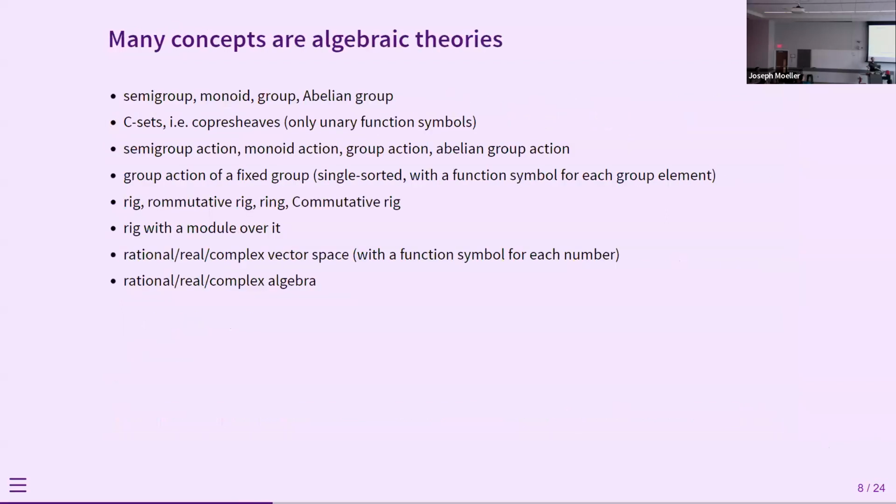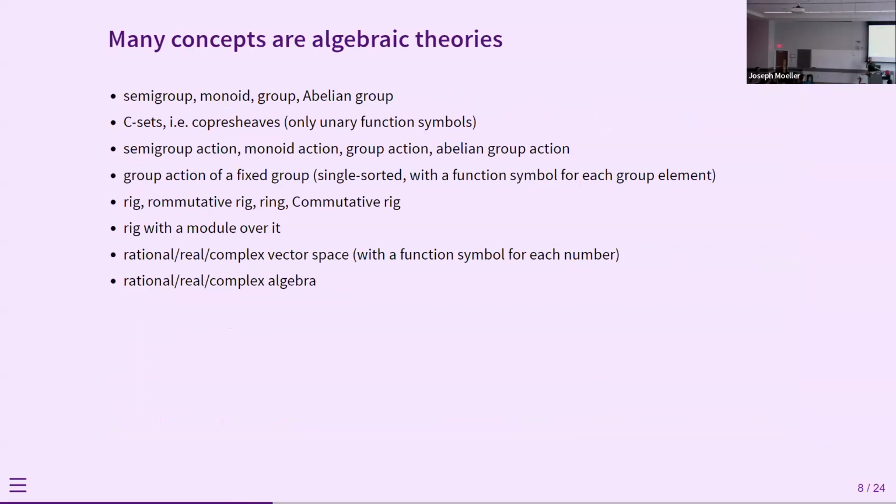Okay, many concepts are algebraic theories. Not all, but many. So semigroup, monoid, group, abelian group, C-sets. C-sets are kind of funny. They're functors out of finitely presented categories to set, you don't normally think of those as algebraic theories, but they're actually multi-sorted algebraic theories. You have a sort for every object in C.